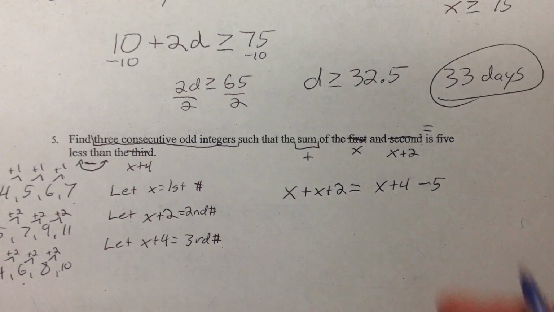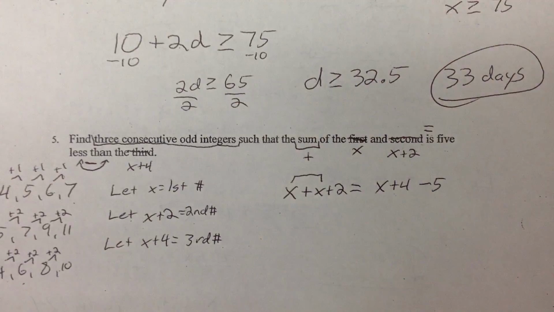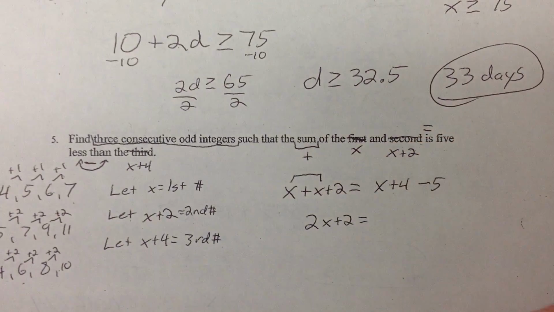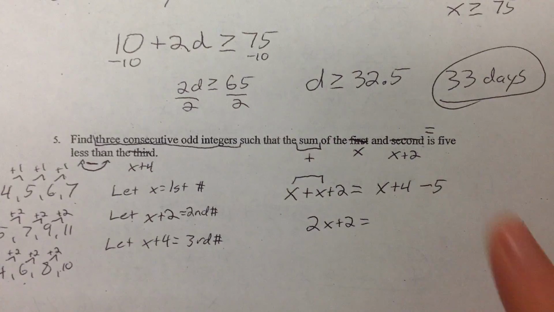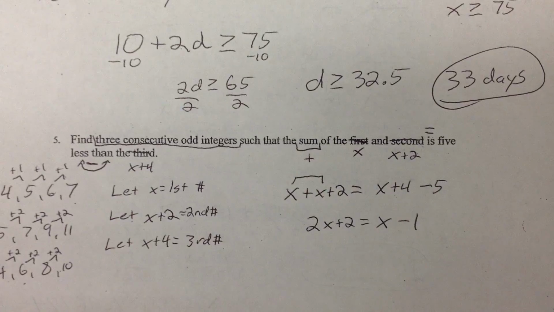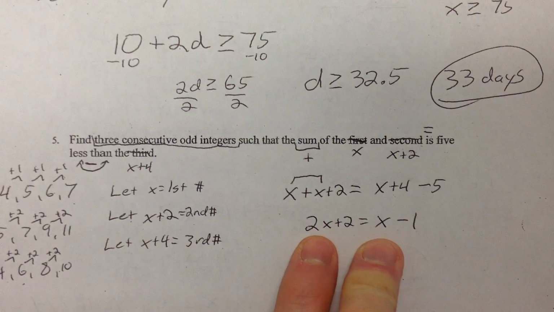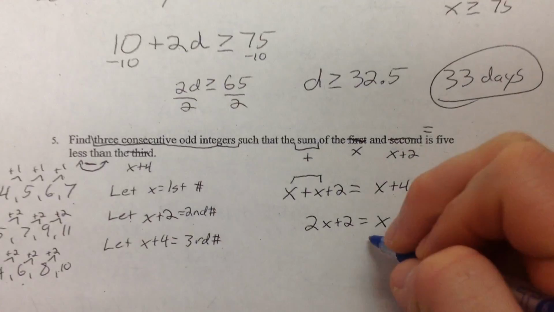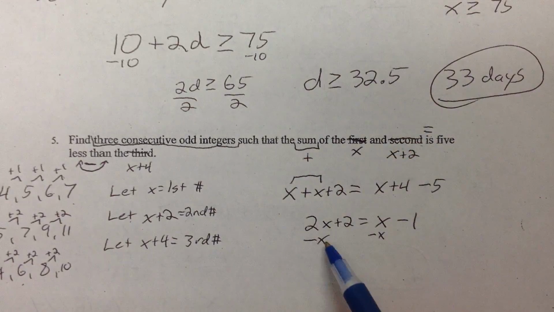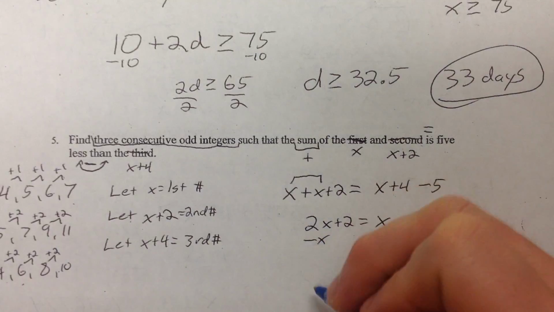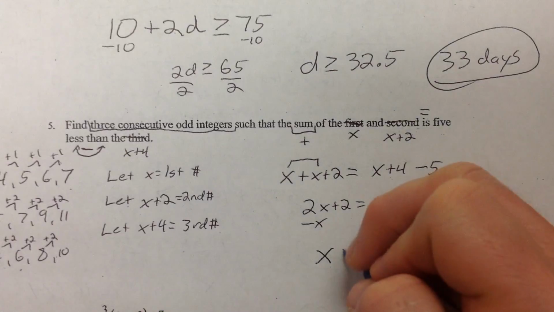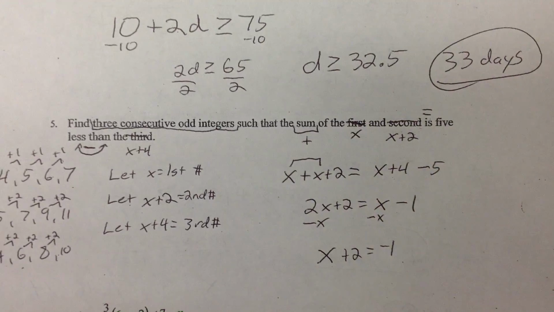There's a lot of like terms we can combine. So here on this side we get x plus x, so that becomes 2x plus 2 equals, and then we've got a 4 minus 5, so that's going to become x minus 1. Now we've got x's on both sides, so we want to take care of that. So we'll subtract x. 2x minus x is 1x. So you can either write 1x or you can just leave it as x. Those are the same thing. Plus 2 equals negative 1.